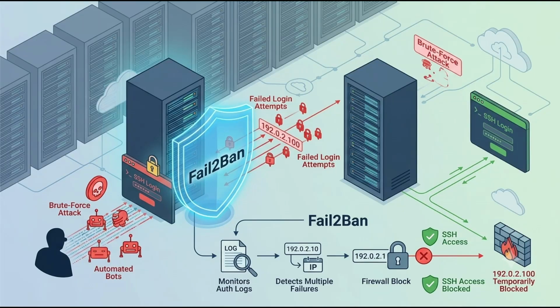In this video, we will be installing Fail2Ban, an intrusion prevention system that helps protect Linux servers against brute force attacks. Attackers often use automated bots to repeatedly guess SSH passwords until they gain access. Fail2Ban monitors authentication logs, detects multiple failed login attempts from the same IP address, and temporarily blocks that IP using the firewall. Installing this tool adds an important layer of automated defense and is a standard security control used in enterprise Linux and cloud environments.